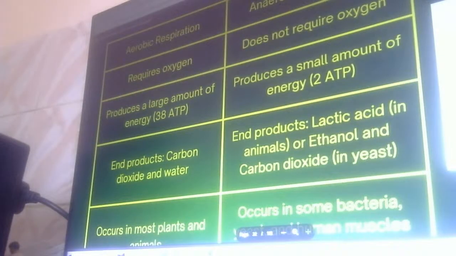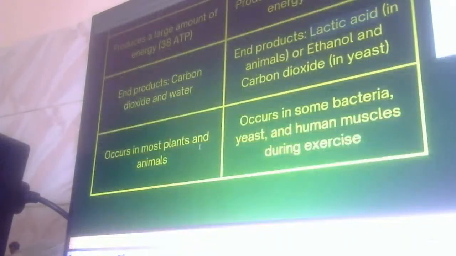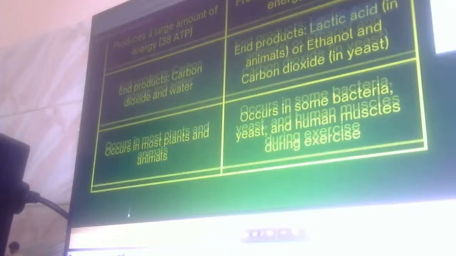Anaerobic does not require oxygen and gives 2 ATP, and aerobic gives 38 ATP. You get CO2 and H2O in aerobic. Anaerobic gives lactic acid in animals, and ethanol and CO2 in yeast cells during fermentation. Aerobic respiration occurs mostly in plants and animals, and anaerobic respiration is in bacteria, yeast, and human muscles during exercise.